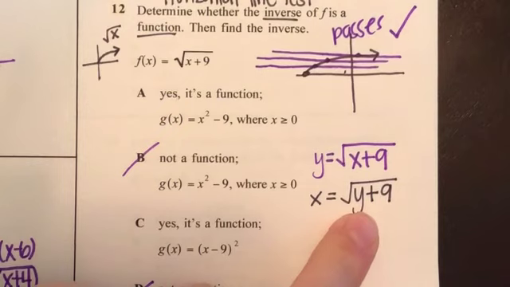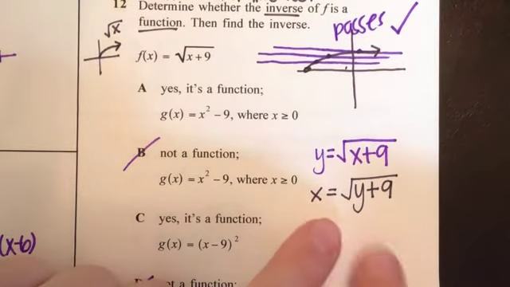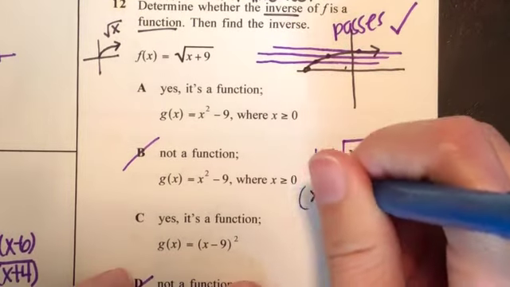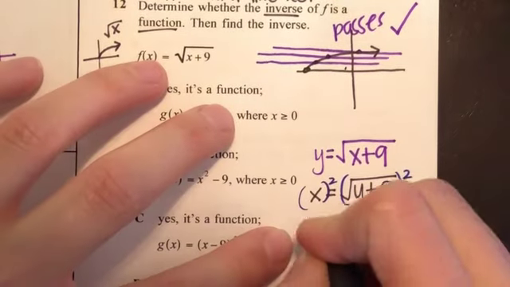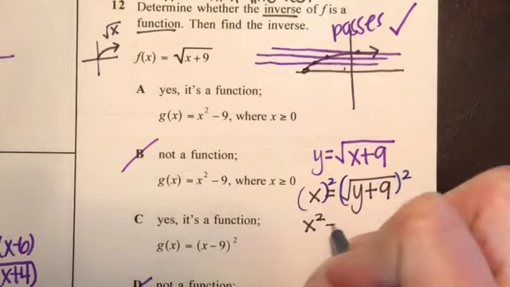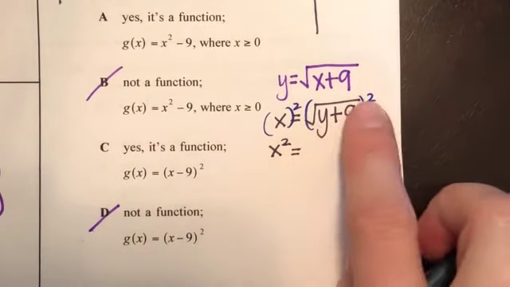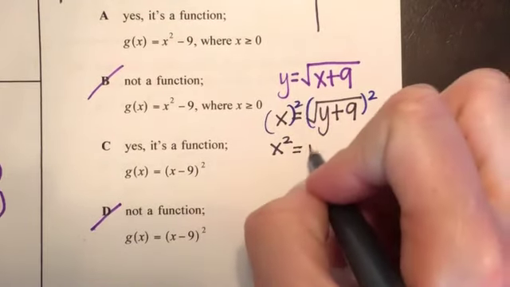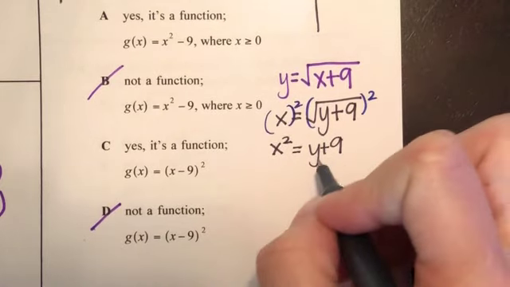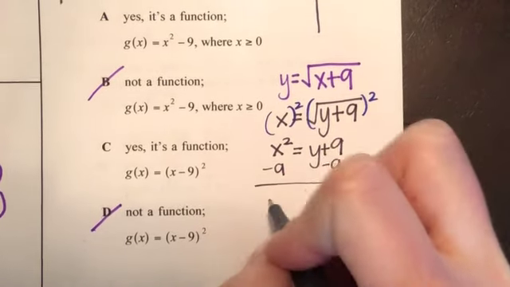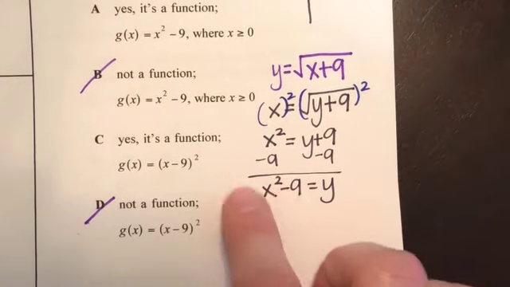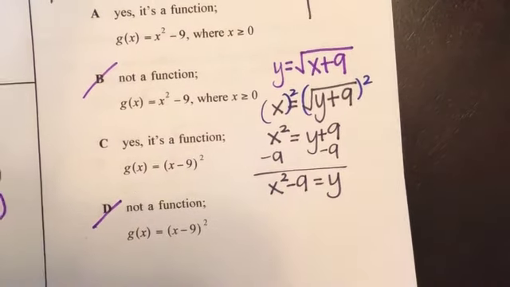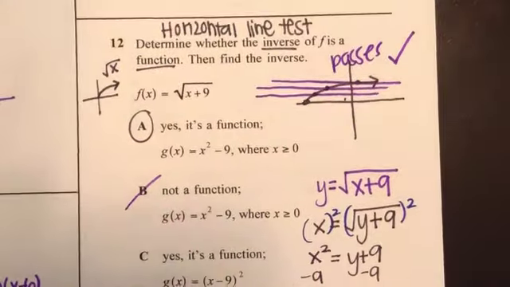And then we're going to solve for y. So to get rid of the square root, we're going to square both sides. And I get x squared is equal to the square root, and the square and the square root are going to cancel out. We're going to get y plus 9. So to get y by itself, subtract 9. You get x squared minus 9 equals y. So your inverse is x squared minus 9. So my answer is A.